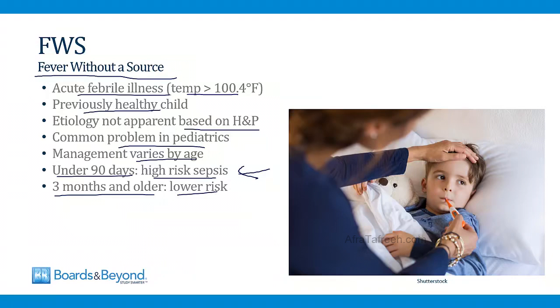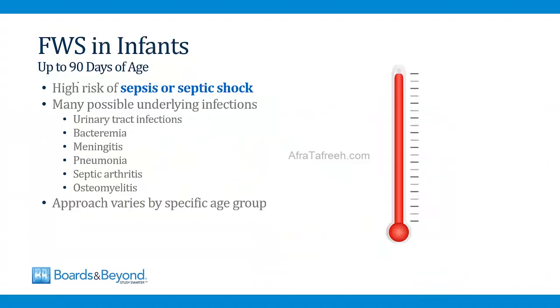And then once children get to be about 4 or 5 years of age, fever without a source becomes uncommon. That's because those children can communicate, they can tell you their symptoms, and therefore it's easier to localize a source of the infection. So in babies who are up to 90 days of age, there's a high risk of sepsis causing fever without a source that can potentially lead to septic shock.